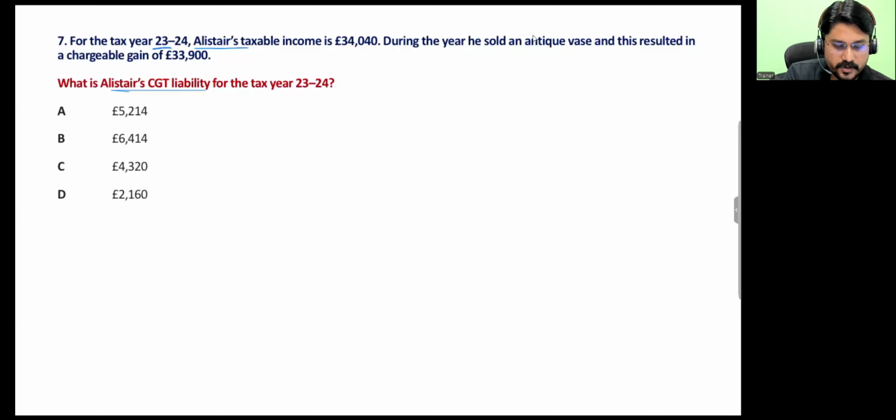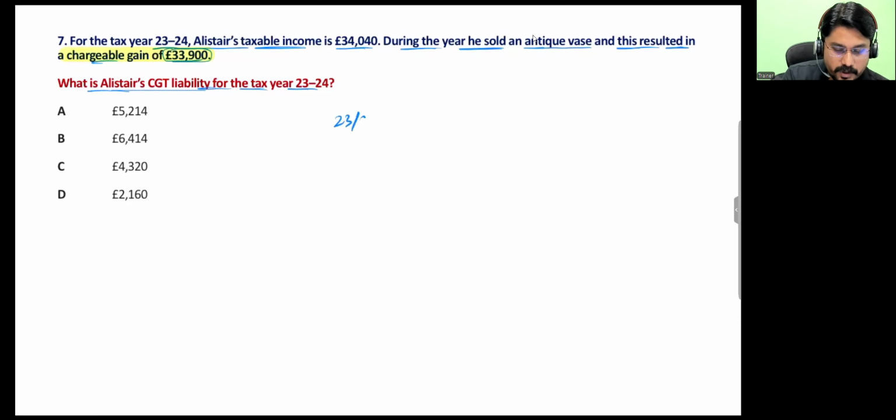For the tax year 23-24, A's taxable income is 34,040, and during the year he sold an antique vase, and this resulted in a chargeable gain of 33,900. Directly, the gain amount is given on the disposal of an asset, and the requirement is to calculate the capital gains tax liability for this tax year. Few students have made a mistake here. They have considered it as taxable gain. It's not taxable gain, it's chargeable gain.